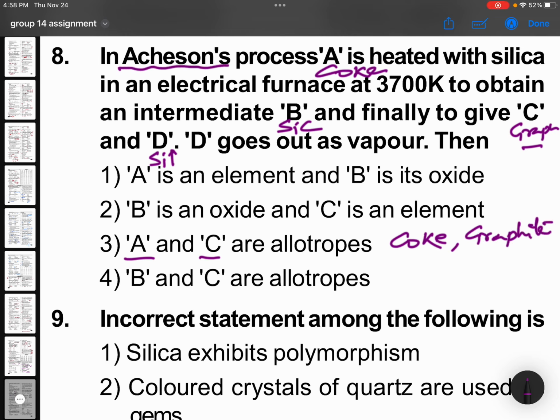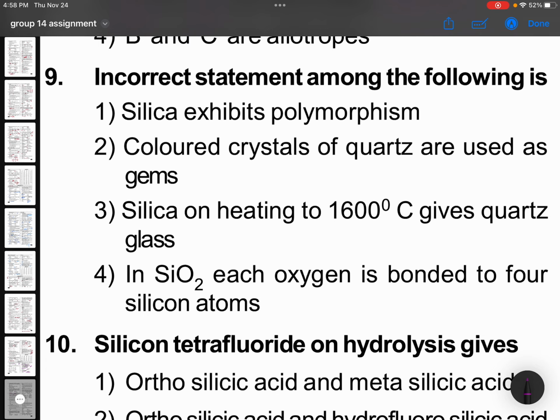Incorrect statement among the following: silica exhibits polymorphism. Incorrect is asked: in SiO2 each oxygen is bonded to 4 silicon atoms? No. Each oxygen is attached to only 2 silicon atoms. Each silicon is bonded to 4 oxygen atoms.